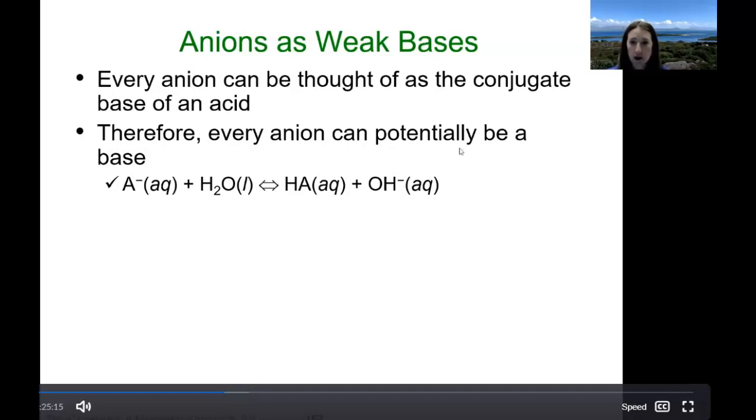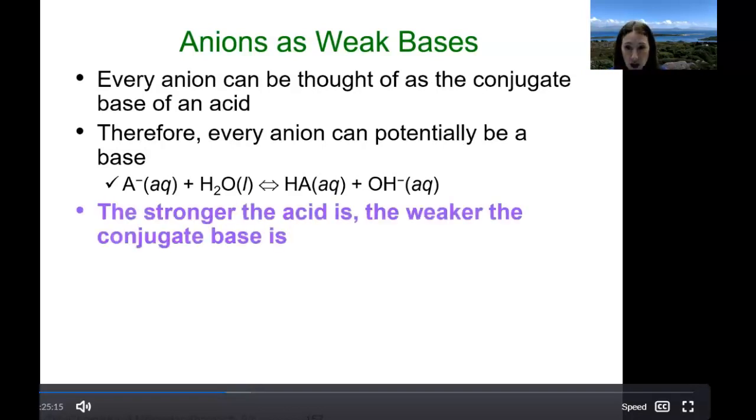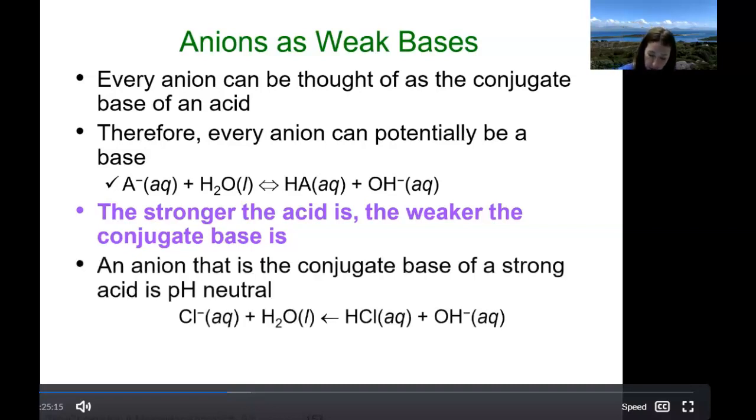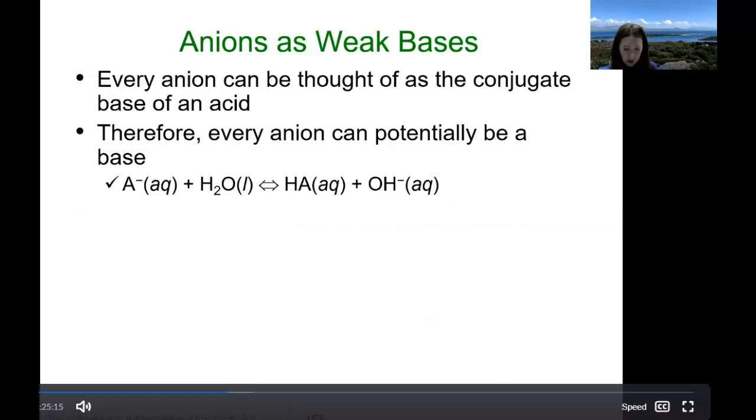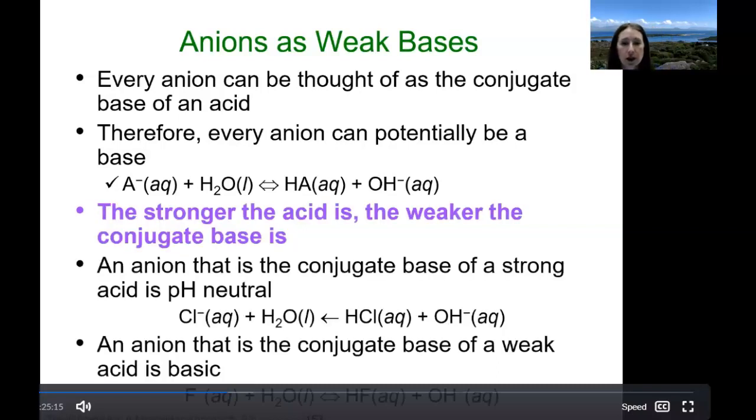So let's just talk about acids for a second. The stronger the acid is, the weaker the conjugate base. For example, if you had HCl, that's a super strong acid. That means that its conjugate base is very weak. So an anion that's a conjugate of a strong acid is going to be pH neutral because it's so weak. The anion that comes from the conjugate base of a weak acid is basic.